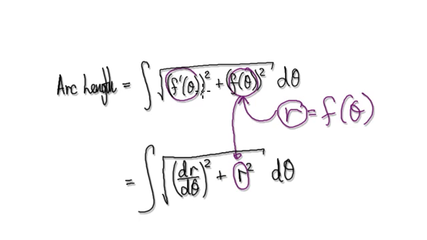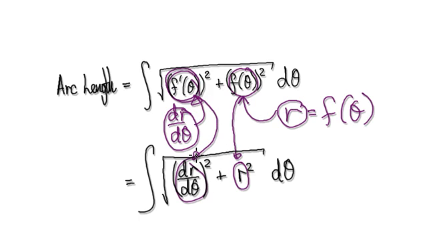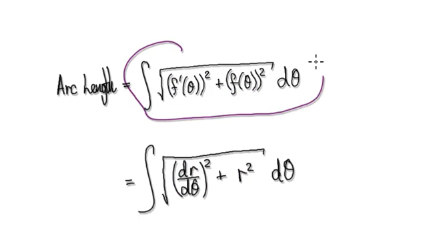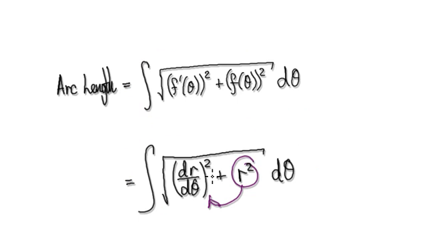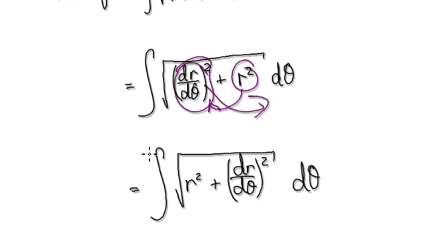And then instead of f prime of theta, we can write it as dr by d theta. So we can put this into here. So this thing here will become this. So the arc length can be written as this, or it can be written as this. You can switch these two around, and sometimes it can be written as this.